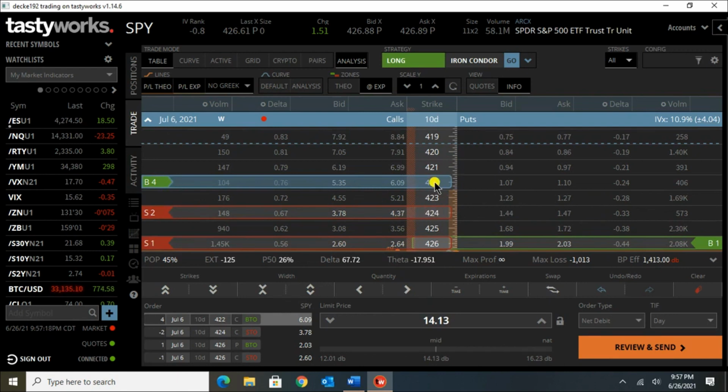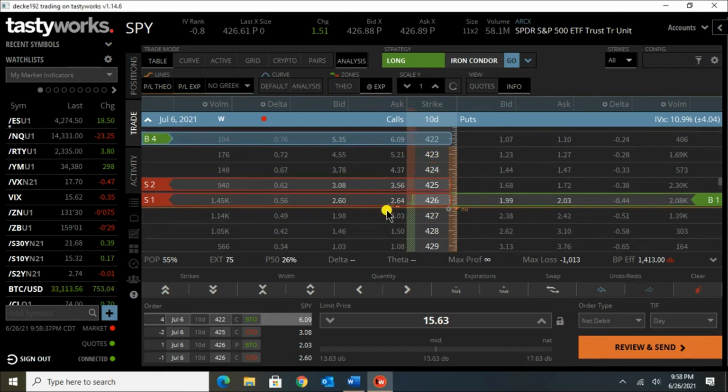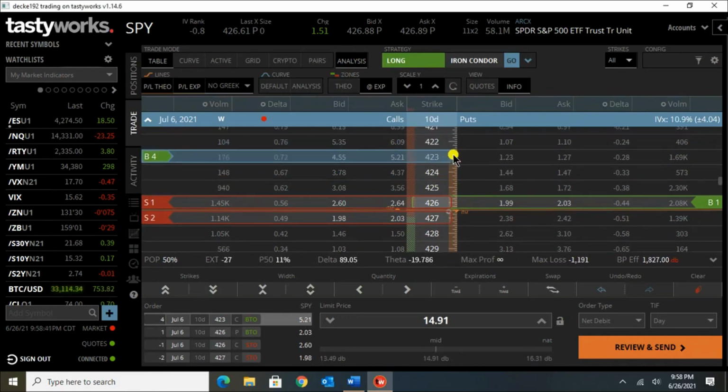So if it's Thursday or Friday, I would do the Monday expiration, and then after the weekend on Monday morning, if the market rallies, this is a way to make more money if it turns around. So I'm going to move my position back to the original here. It was actually the 423, not the 422, so I misspoke there.